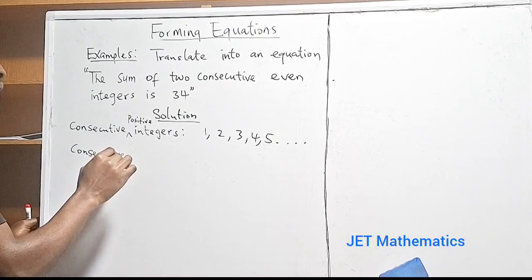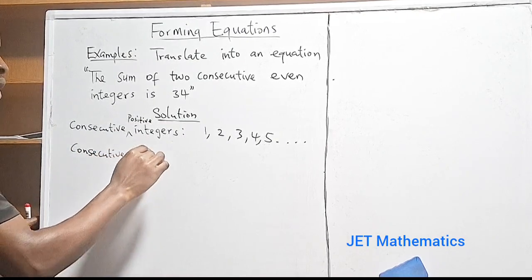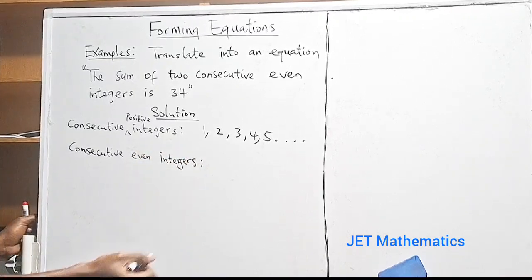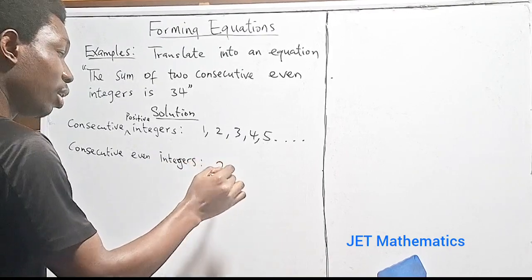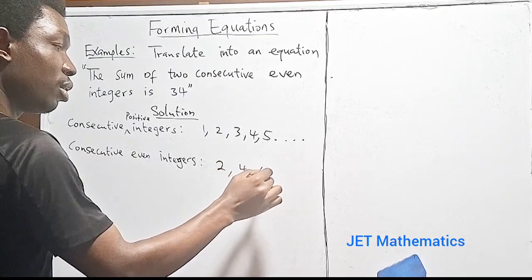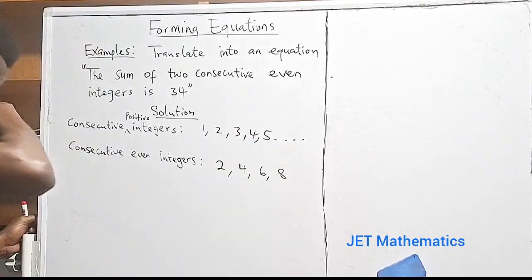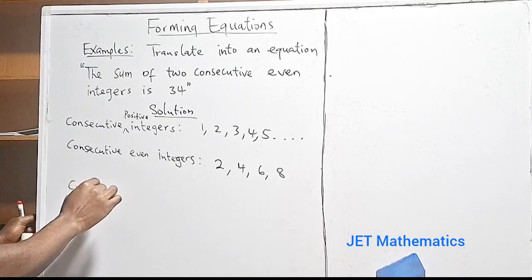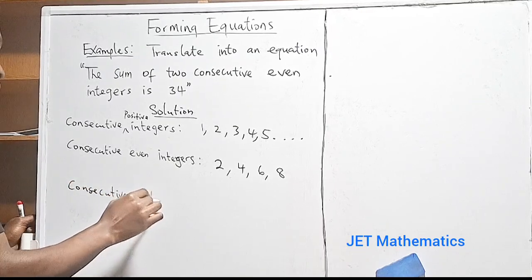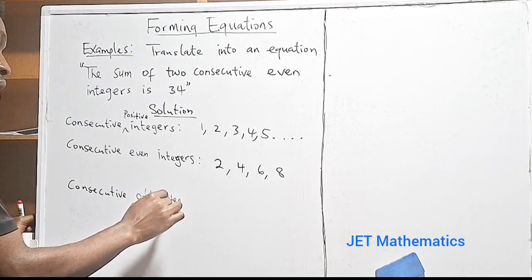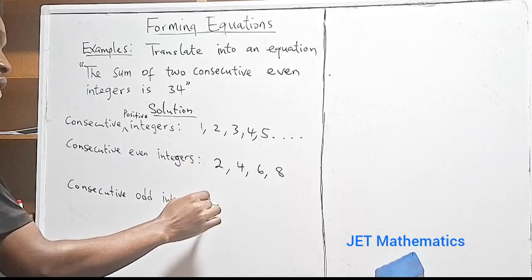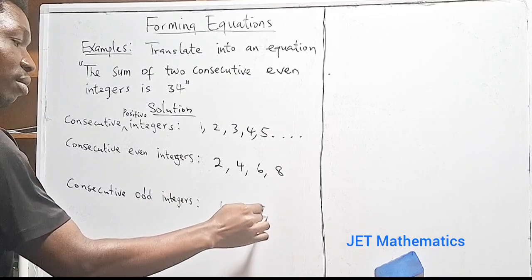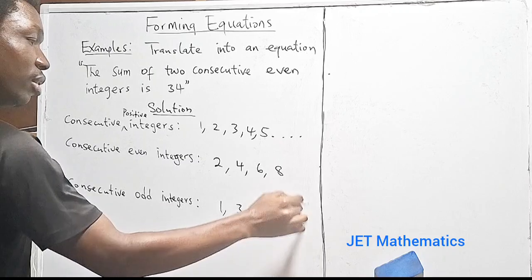Consecutive even integers will be, let's say, 2, 4, 6, 8. Okay. And then we can also have consecutive odd integers, and that will be, let's say, 1, 3, 5, 7, just like that.